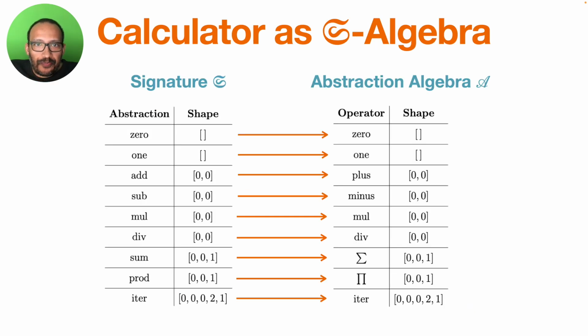All right. So here's an example. A calculator again as an algebra with a certain signature, and the signature is given here: 0, 1, at, sub, mal, diff, sum, prot, and iter. And so some of these names are different from the abstraction algebra that we have previously seen. Some are the same. Doesn't really matter because we have the mapping, and all the mapping cares about is really that the shapes are mapped properly.